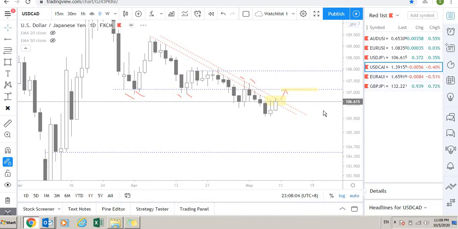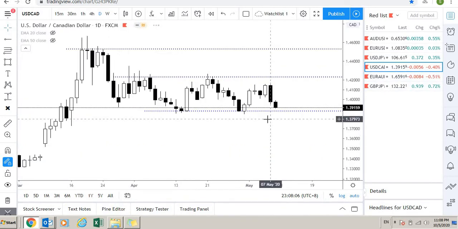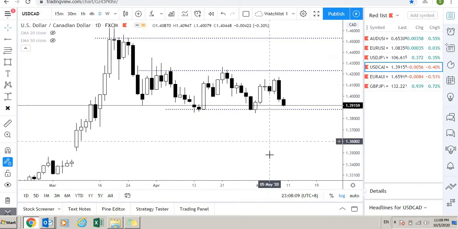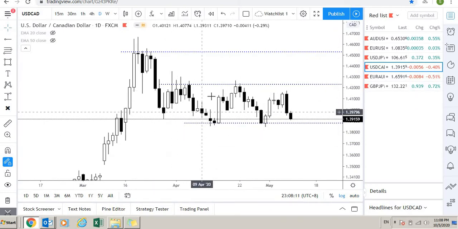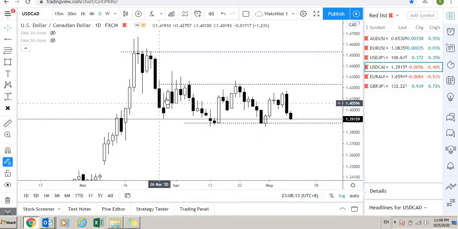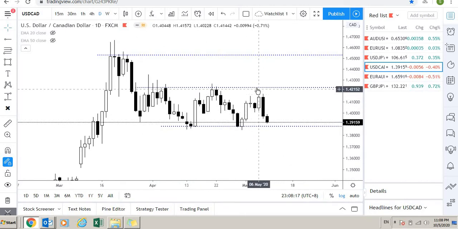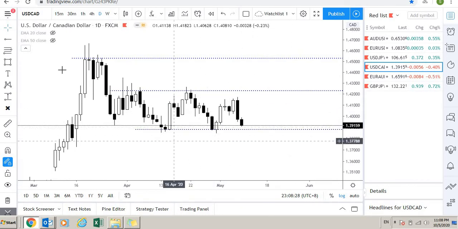Then the next will be USDCAD. Okay, USDCAD is the same. The price has been trading sideways since March until now, and we can see the most recent levels that we can look at are 1.4226 and 1.3877. So we can wait for the price.